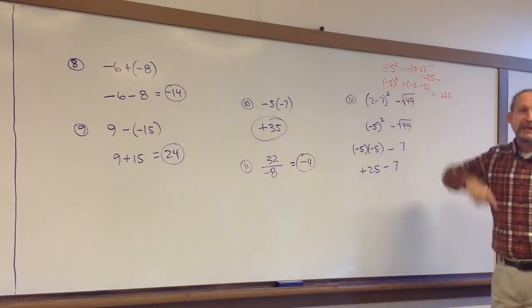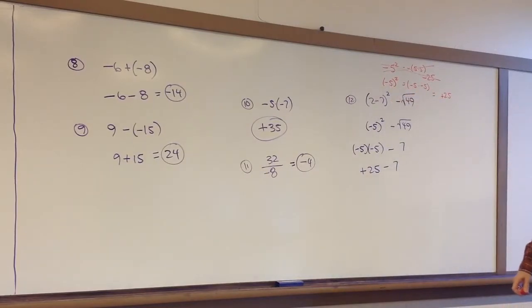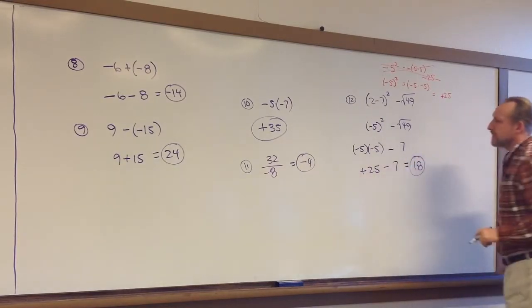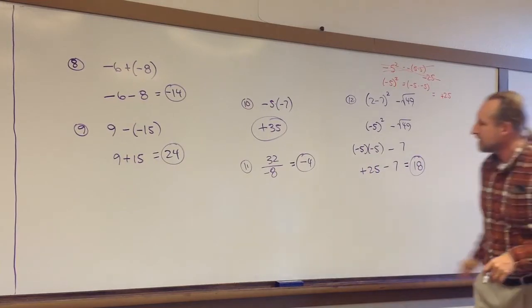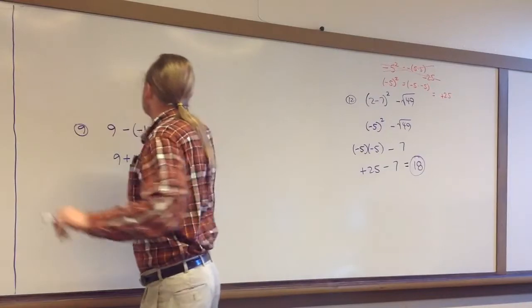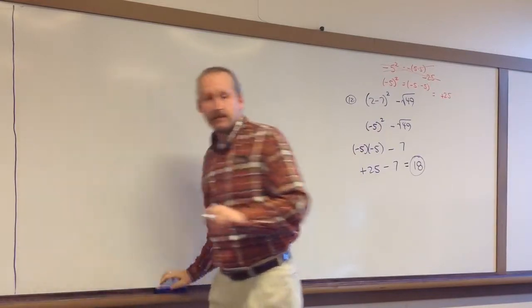Make sure that you understand what happens when you square a negative number. You're going to get a positive number. And then we go ahead and finish this off. Positive 18. 25 minus 7 is 18. Okay. We've got one more in this section.